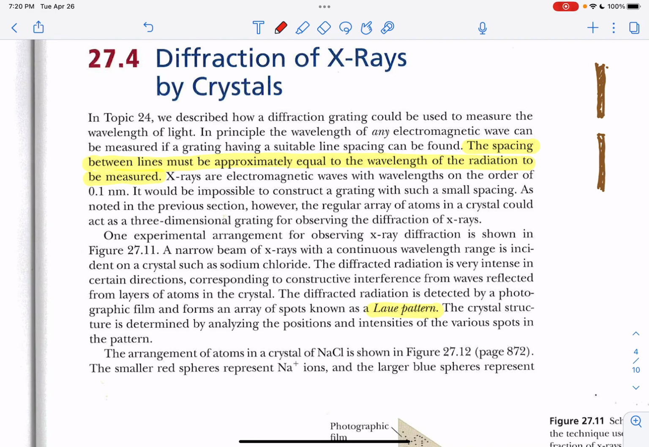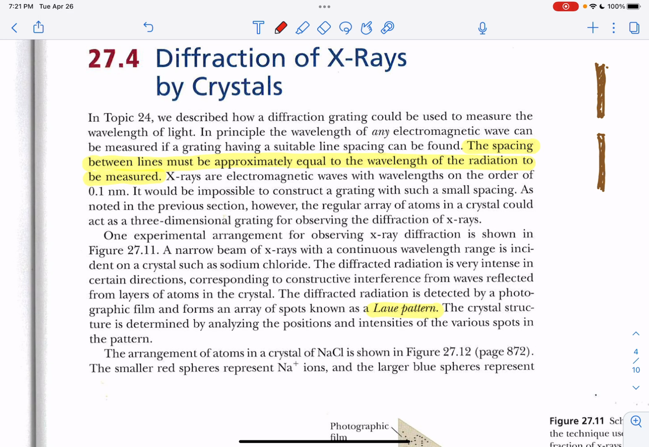This is lesson 2 in chapter 27. You might recall a lab that you did several months ago, a lab in which you calculated or determined experimentally the wavelength of laser light. And the way that you did that was by shining laser light through a diffraction grating.